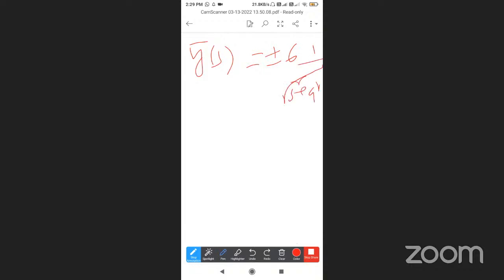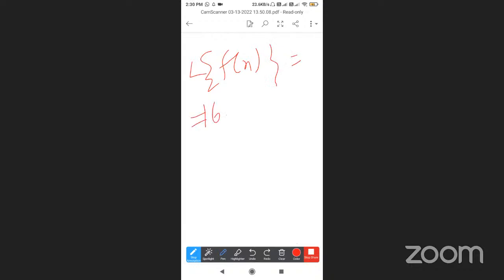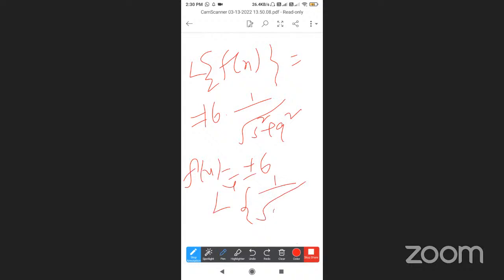So the Laplace transform of f of x is equal to plus or minus 6 times 1 by the square root of s square plus 9 square. So f of x is equal to plus or minus 6 times the inverse Laplace transform of 1 by the square root of s square plus 9 square. This is the inverse Laplace transform formula.